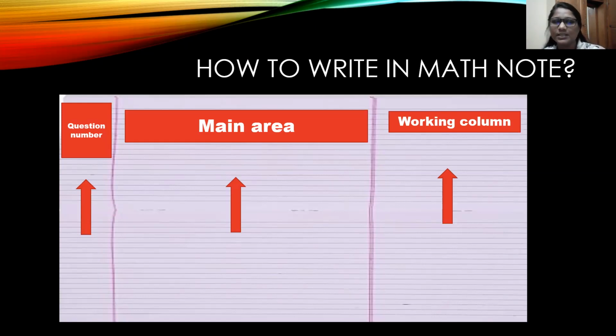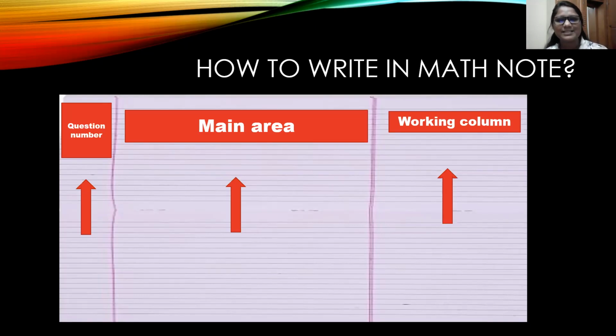So last year when I corrected last year's math notes, I saw some students were writing the questions in the working column also, which means they started the question from the main area, then extended it into the working column. So what I'm trying to say is, you can start the question from the main area. Once you reach the end of the main area, don't extend to the working column. You can go to the next line and start writing. The working column is only for rough work and calculations. See, this is the format of writing a math note.